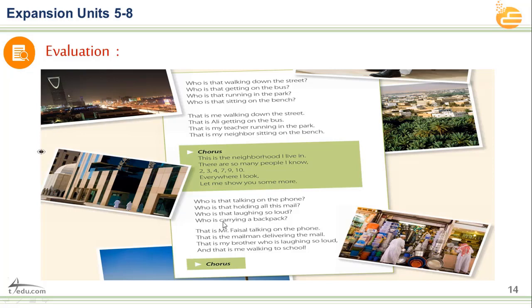Okay. Who is carrying a backpack? The backpack. Who is carrying a backpack? That is me walking to school. All of these, gentlemen, questions and answers, we can use by supporting these pictures.